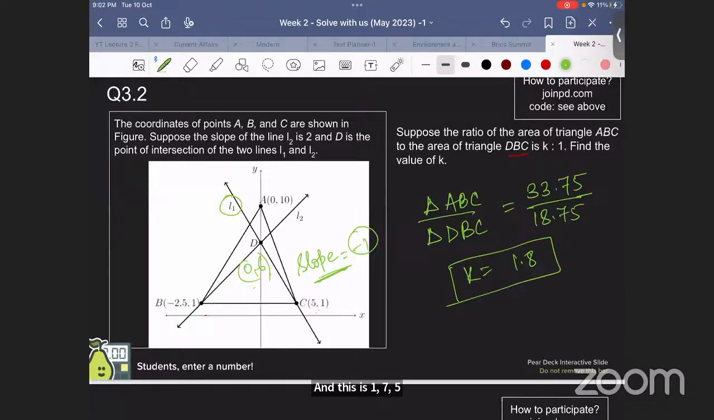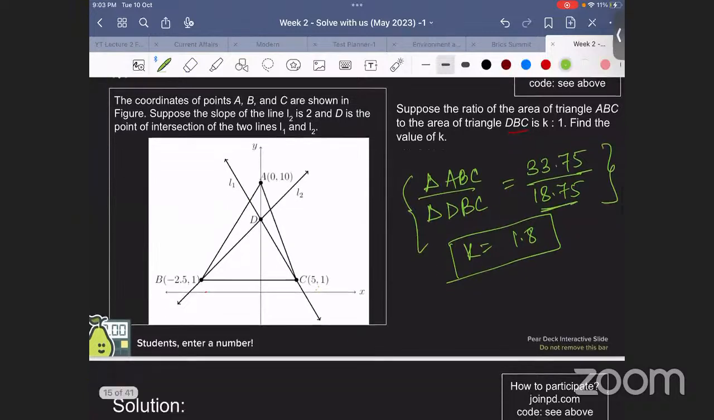So minus you can't get, right? Area, how can you get minus? Sorry, 11.25, 1.8. Yeah, these values are correct. So whoever has told these values, they are correct. Area of triangle ABC is 33.75 and area of triangle DBC is 18.75. Maybe you would have done some calculation mistake, but this problem is not at all difficult.